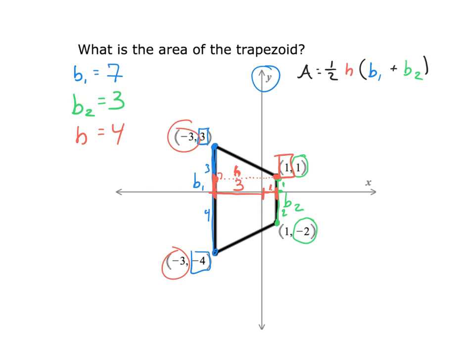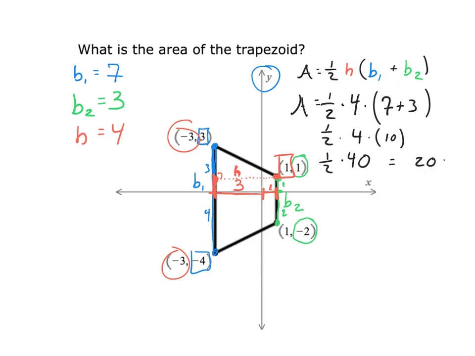So plugging this back into my formula, we're almost done. Ladies and gentlemen, you've done so well to get through this point. It's 1/2 times 4 times what happens when you add together 7 plus 3. Well, that's 10. So that's 1/2 times 4 times 10. Well, that's 1/2 of 40, which of course is 20 square units. My area is 20 square units.